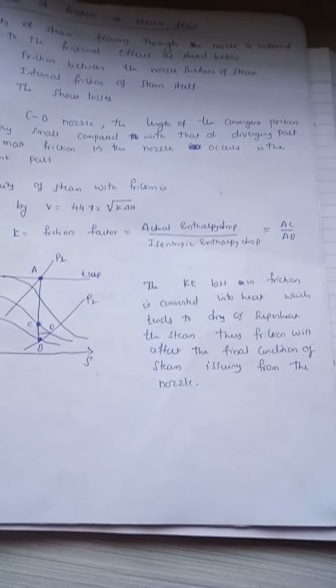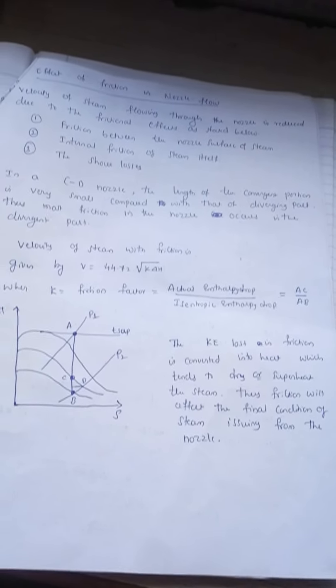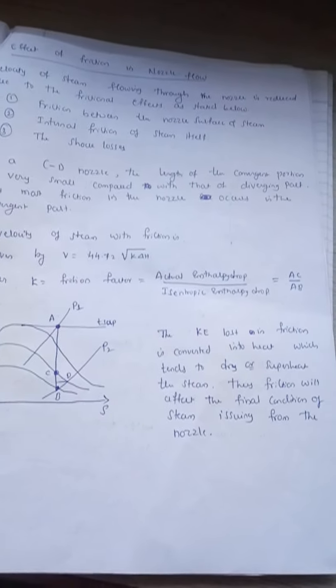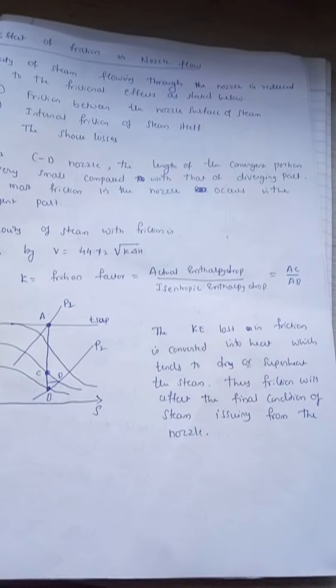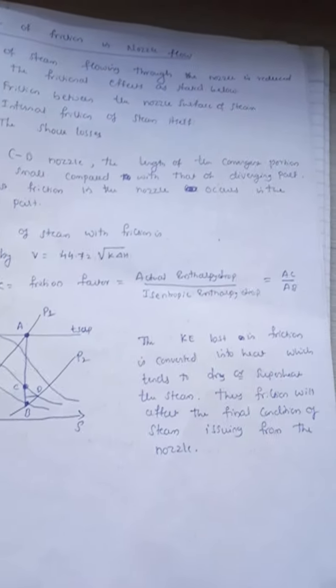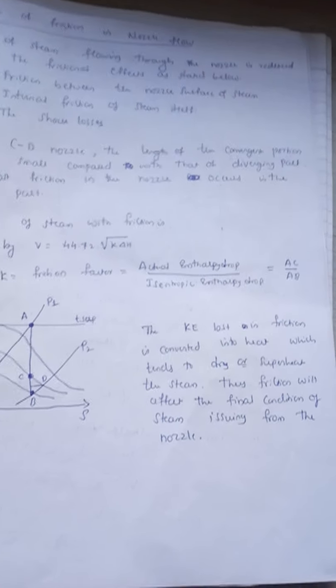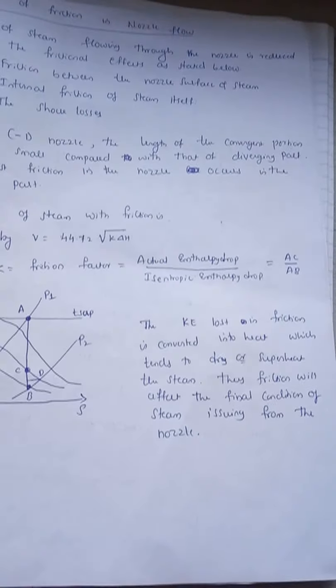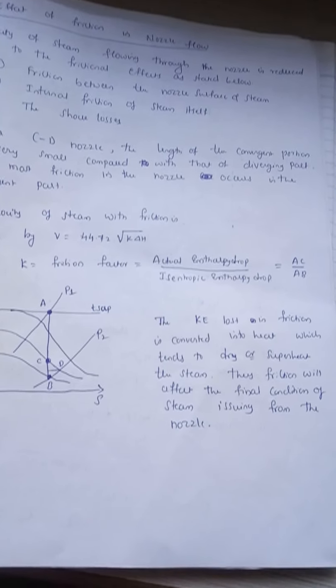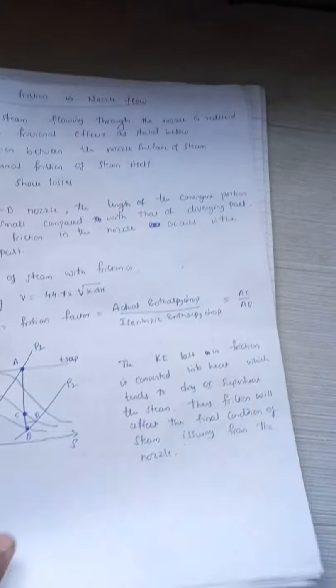So I said there is a reduction in the velocity of steam, but where is that reduced velocity converted? Because we know that energy is neither created nor destroyed, it is changing from one form to another form. Here the velocity reduction is converted into heat. So velocity energy, kinetic energy, is converted into heat energy. That heat energy is responsible for making the steam more dry and superheated, and it is going to affect the final condition of the steam issuing from the nozzle.